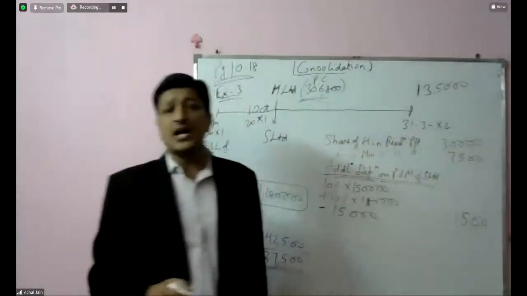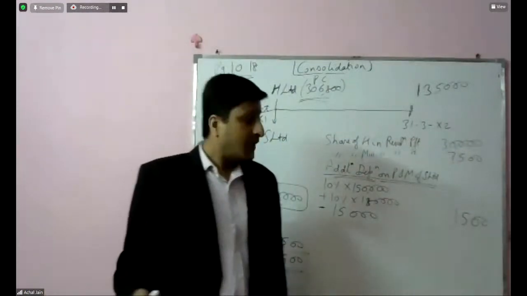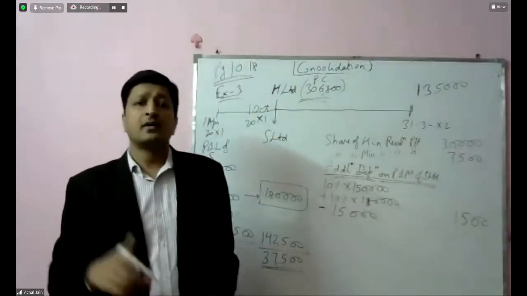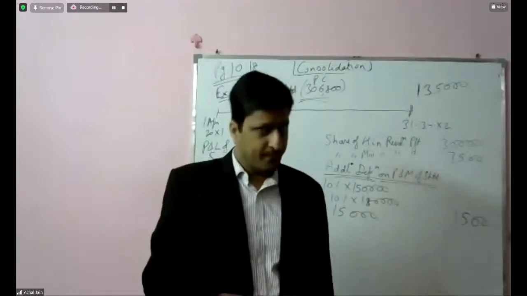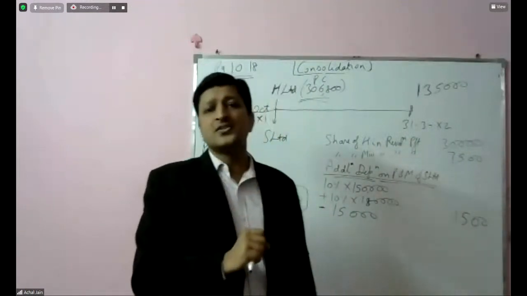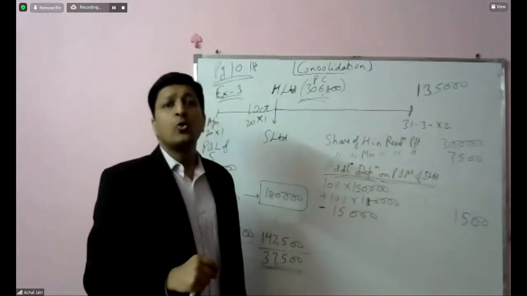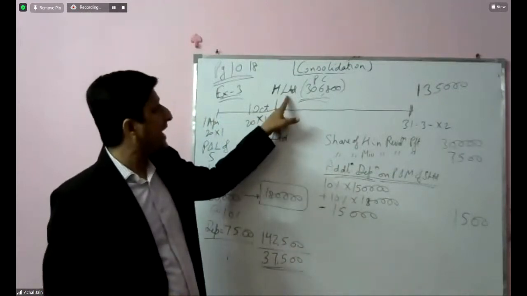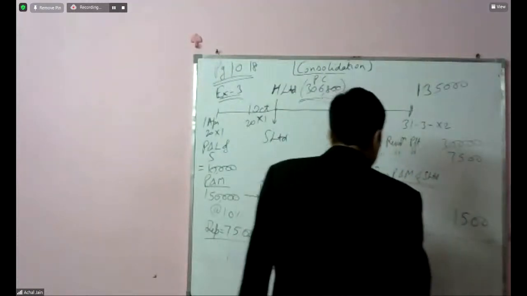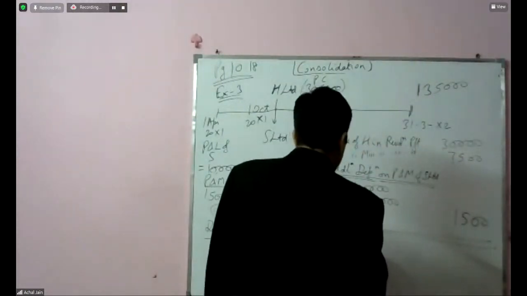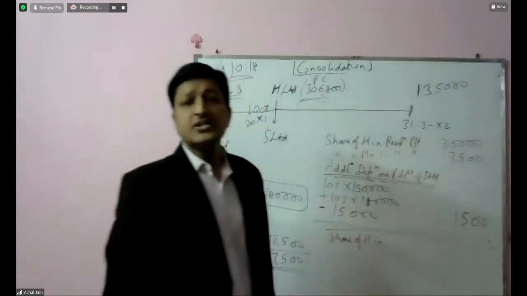This is an additional charge which has to be taken care of. And because it's a charge, what will happen? This will reduce the reserves. And who will bear this charge? This charge will again be borne by two parties. Who are those two parties? H and the minority. So what do we do? Now, we will compute share of H in additional depreciation.